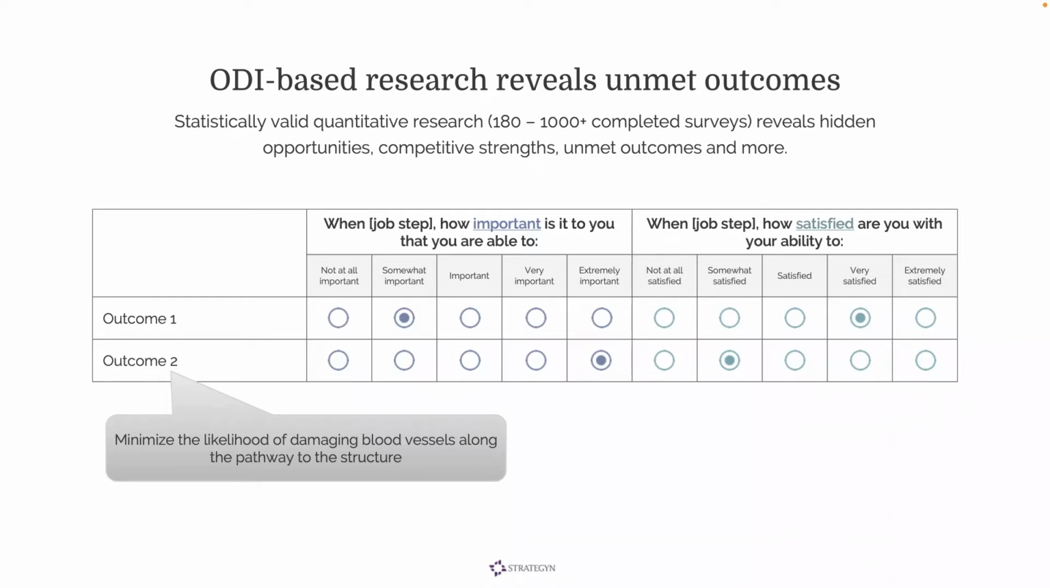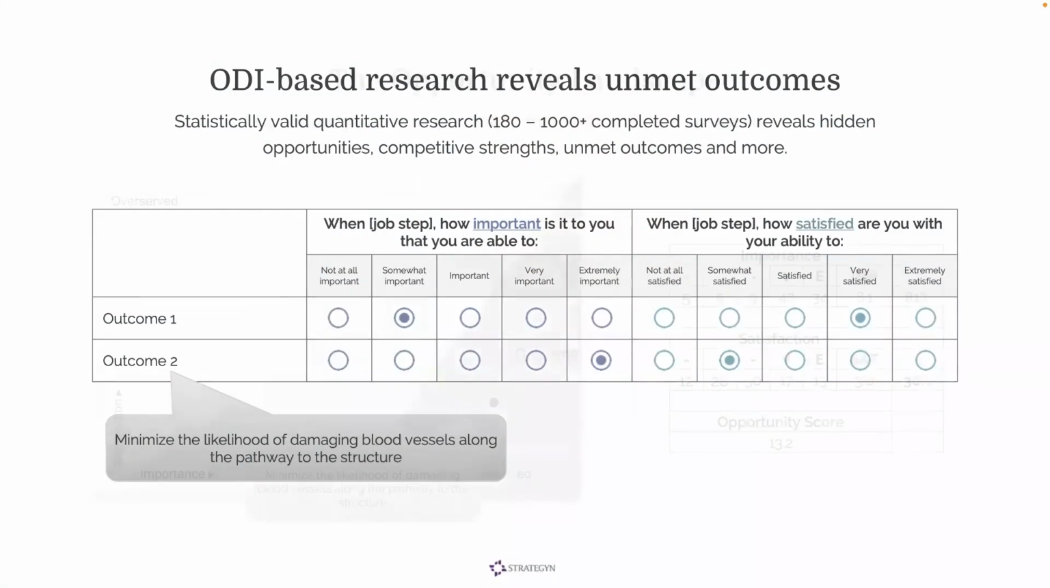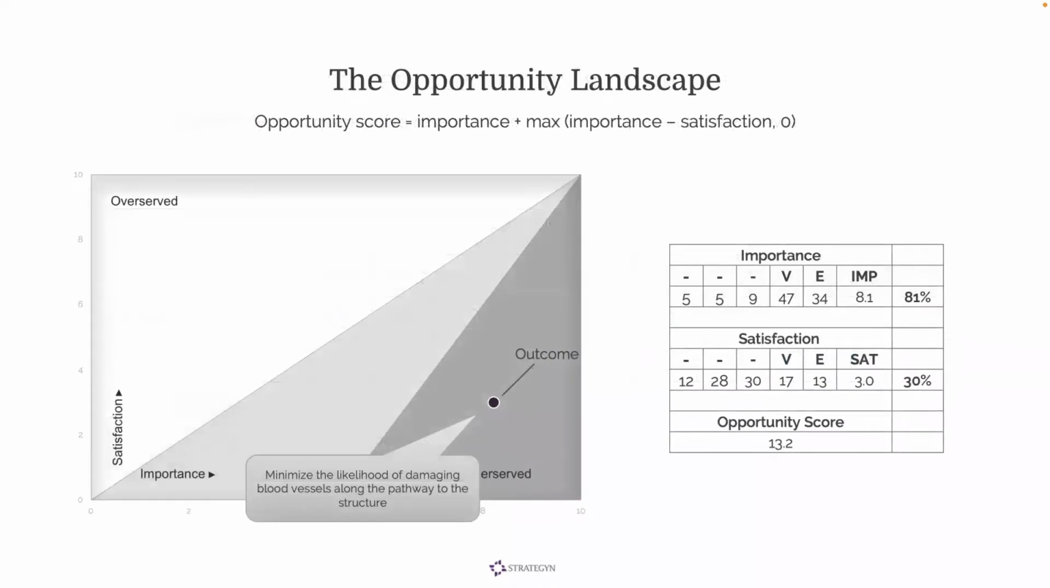And given the solution that you use today, and by the way, tell us what the solution is so we have competitive data, tell us how satisfied are you with your ability to achieve that particular outcome? So we can do this for all the outcomes. We plot out the results on a graph that we call the opportunity landscape. And you can see the importance and the satisfaction plotted out here.